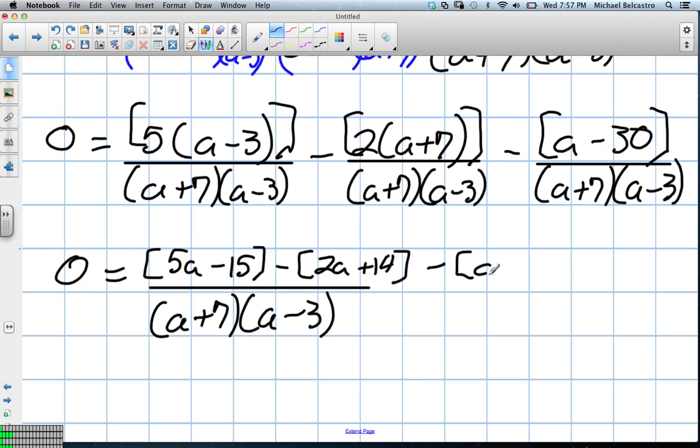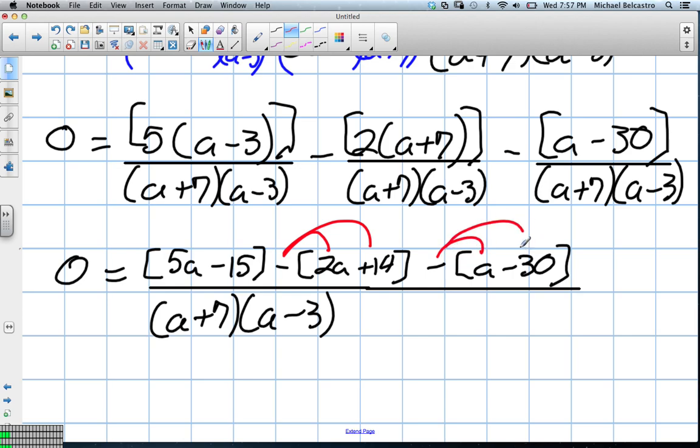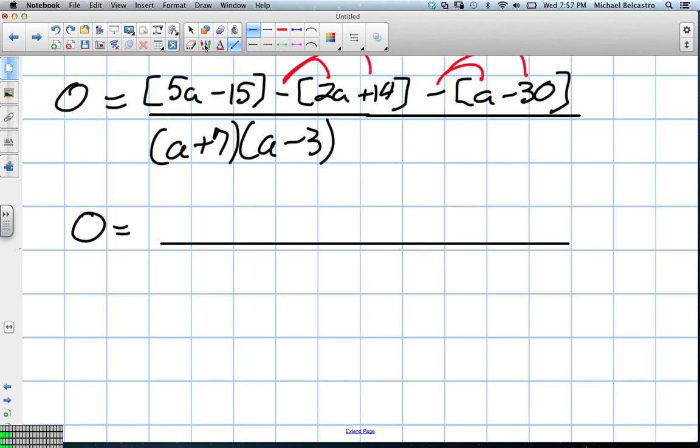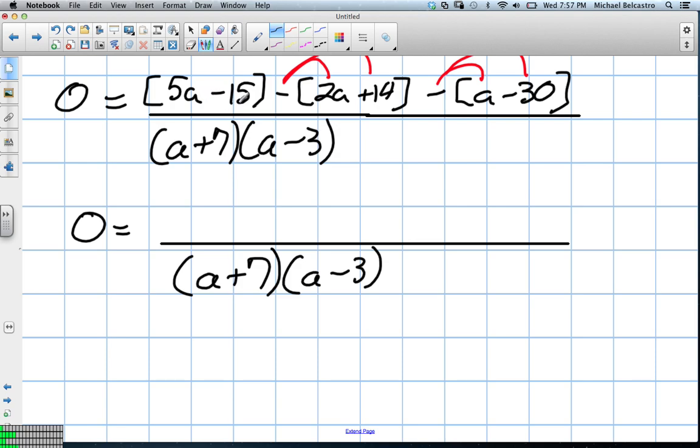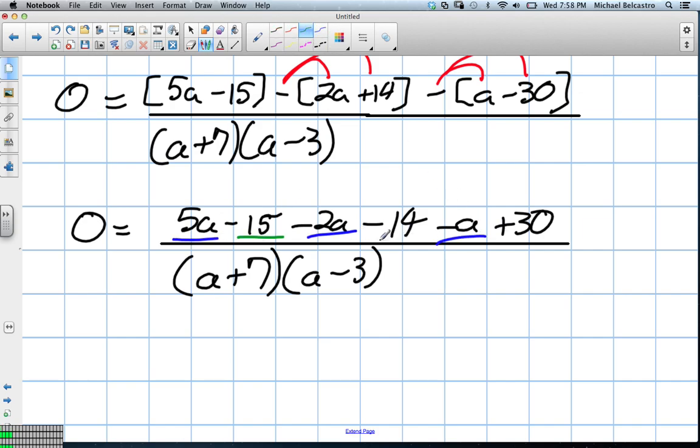Subtract a minus 30. Okay, and we'll just extend this line. And then don't we put the like terms together after that? Well, we do still have to distribute this negative to both terms inside. When we do that, 0 equals, and the denominator does not change. Then we distribute these, and we get 5a minus 15, subtract 2a minus 14, subtract a plus 30. It changed all the operations, right? Now collect like terms. We have these a's, and we have these constants.